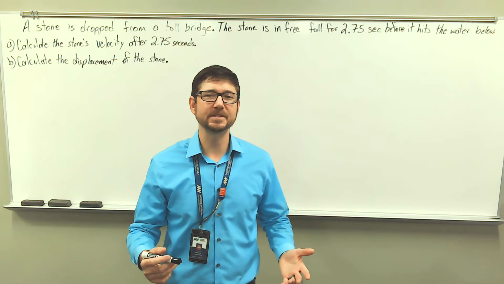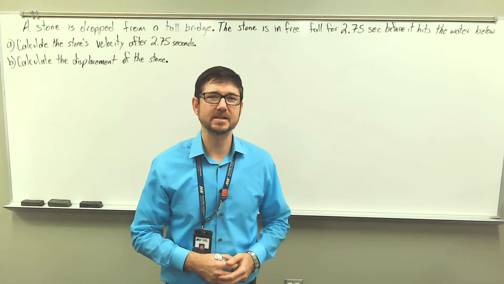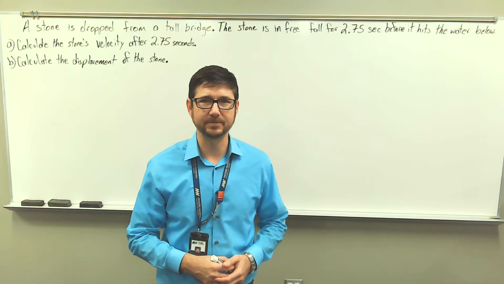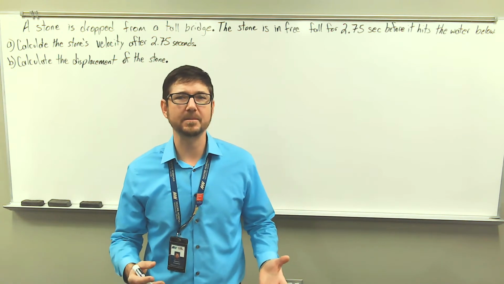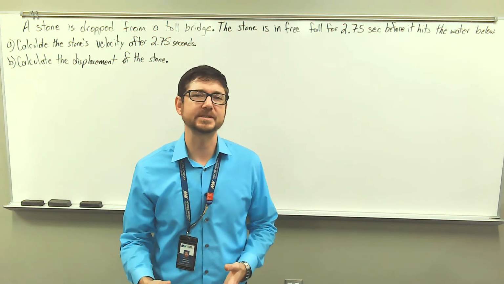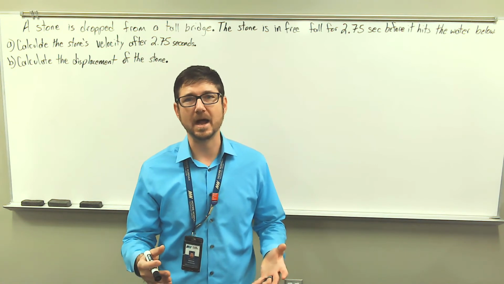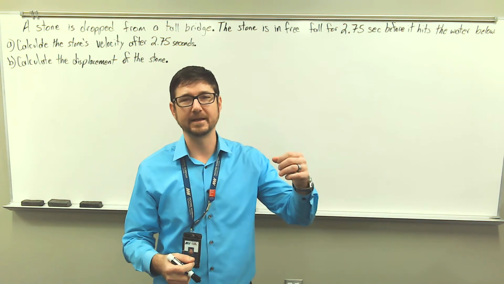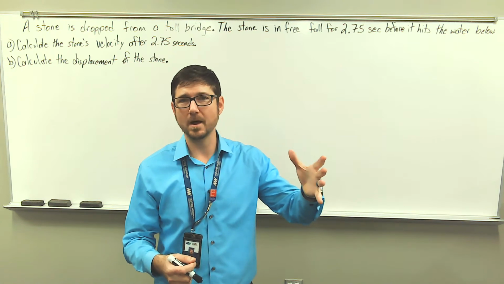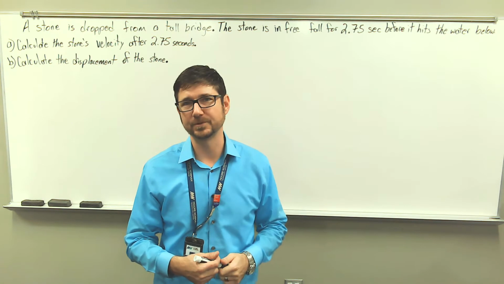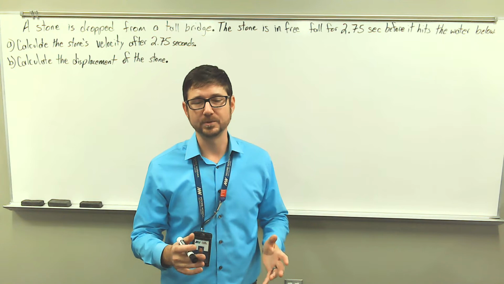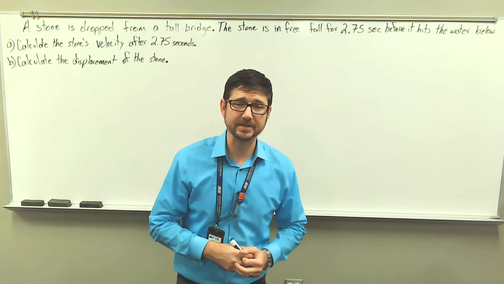So what I would like to do for this practice problem is discuss an object that is in free fall. And whenever we describe an object that is in free fall, what we're really saying is the object is only being influenced by the force of gravity. So an object is dropped and it's falling through the air under the influence of gravity. So let's go ahead and get started.